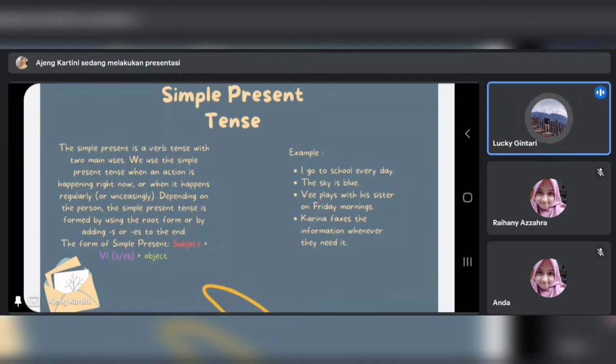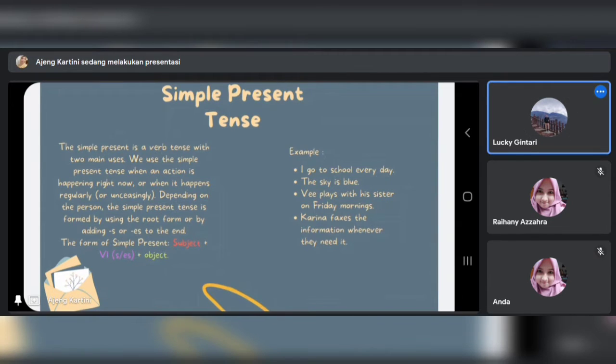For example, I go to school every day. In the sentence, go is in the simple present tense. It tells about things that happen repeatedly in the present. The simple present tense is also used with facts and with feelings. For example, the sky is blue. It is the simple present tense since it is used to tell a fact about something.